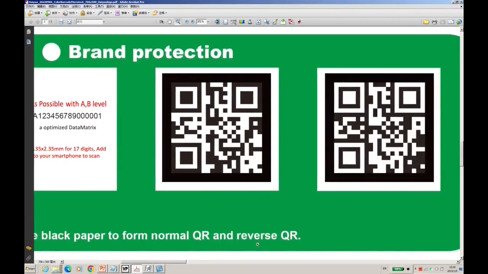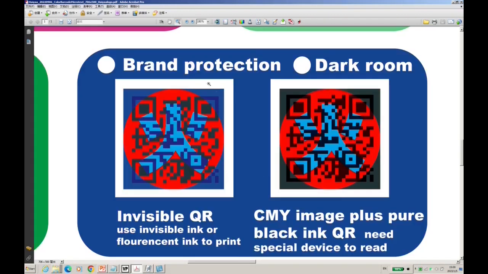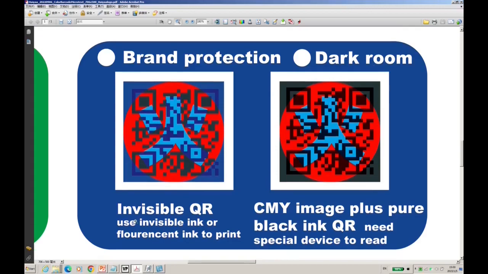And the third is using white ink to print on black paper, from a normal QR or reverse. And this one is another example for protection and darkroom. It's not very special. It's to work with a special ink, for example, invisible ink to print the QR code. Let me check.